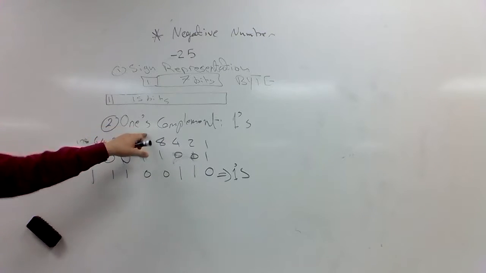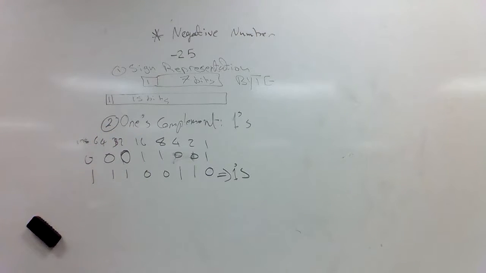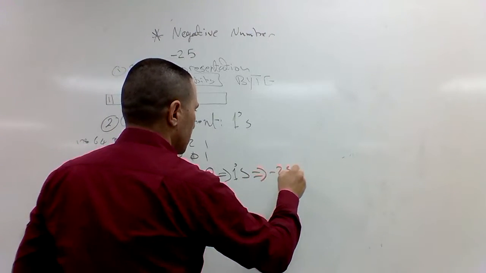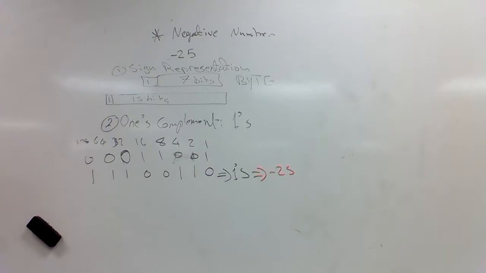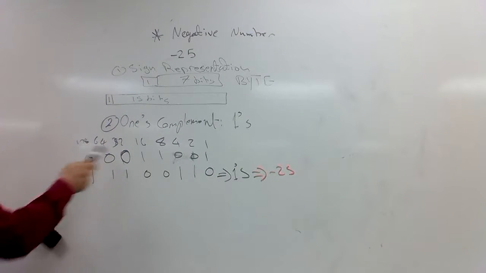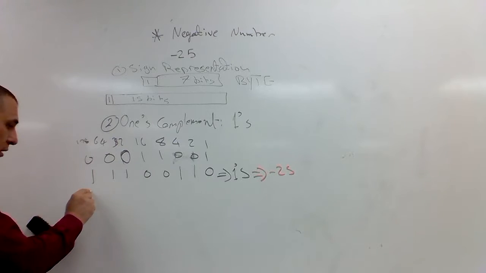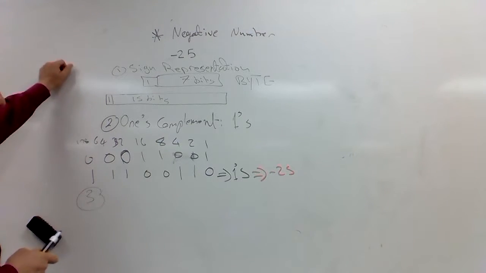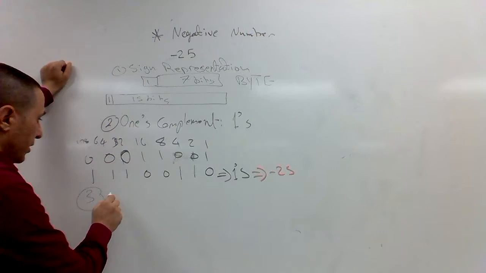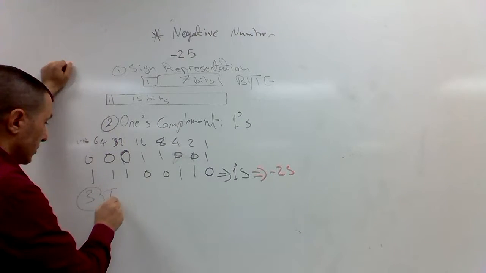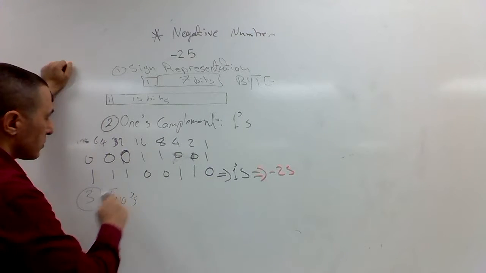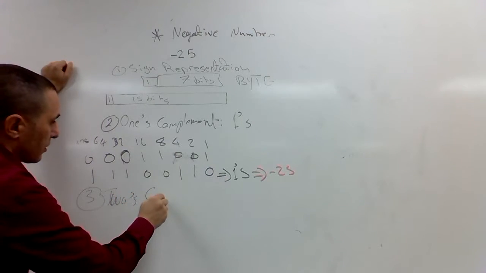Negative 25 in 1's complement. So I added those. This is better. The third way has the same problem, negative 0 and positive 0. Let's try it out: the 2's complement.